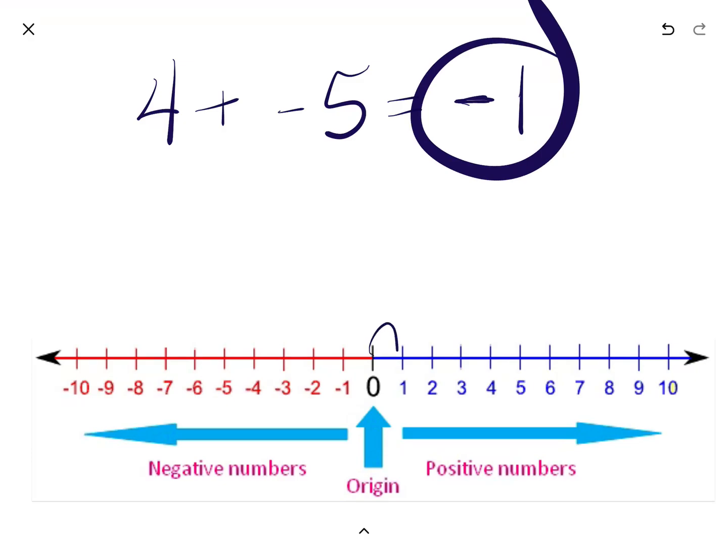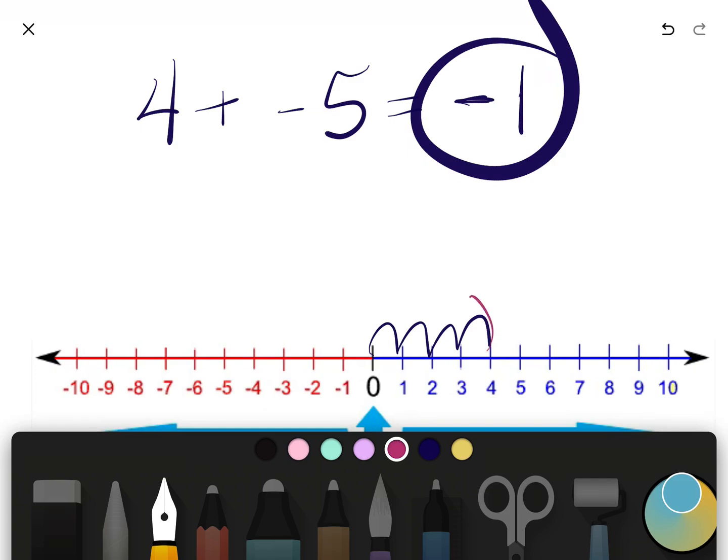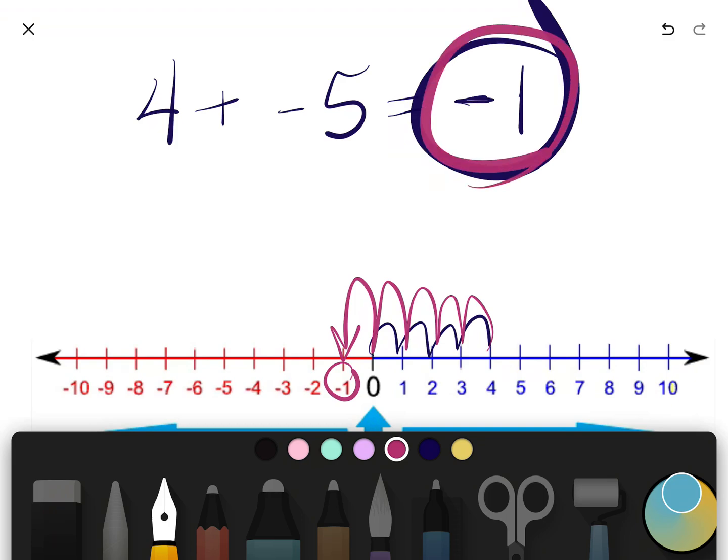Okay, so if I go 4 steps positive and I go 5 steps negative, so I go 4 forward and 1, 2, 3, 4, 5 back, I end up at negative 1.